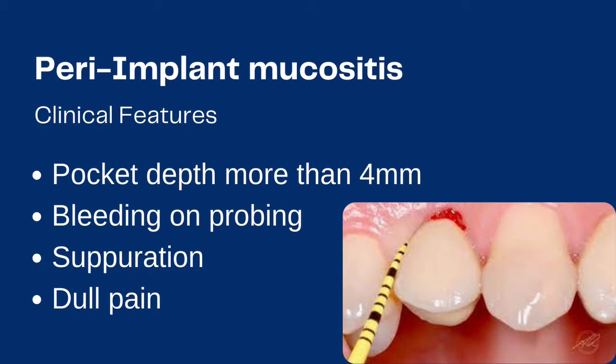What are the clinical features of peri-implant mucositis? The clinical features of peri-implant mucositis are: it would have pocket depth more than 4 mm, bleeding on probing would be present, and suppuration would be present. Sometimes there might be dull pain in the affected area.